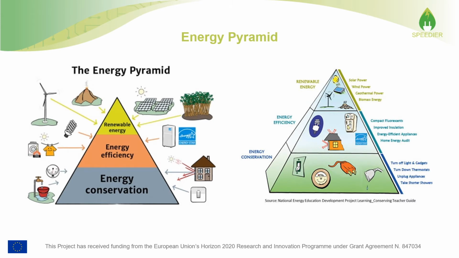And now we're going to talk about the energy pyramid. The energy pyramid is a simple concept. There's 3 tiers in this pyramid, and it relates to the ECMs that you will see in this peer project. Energy conservation is the first step at the bottom there, followed by energy efficiency second, and renewable energy.